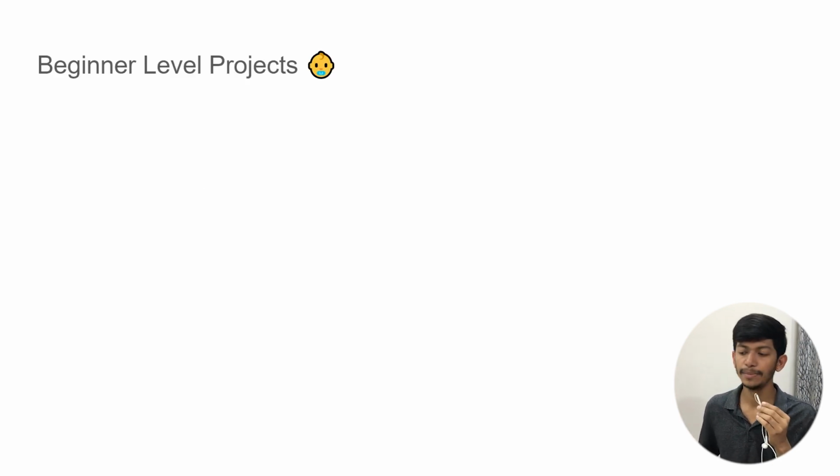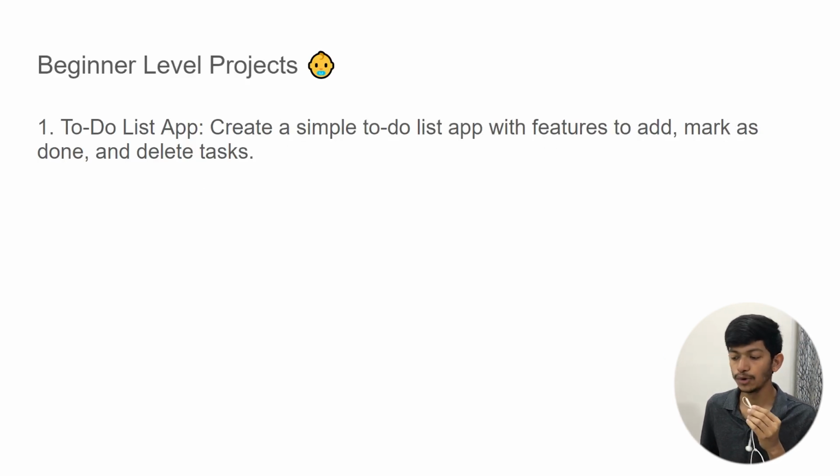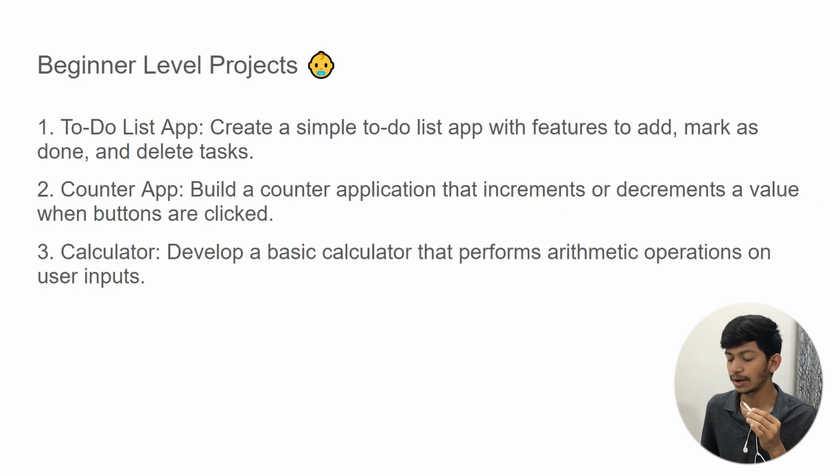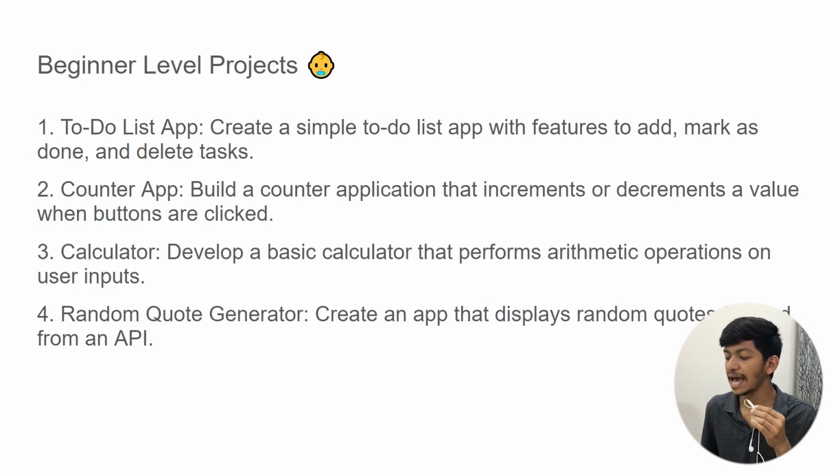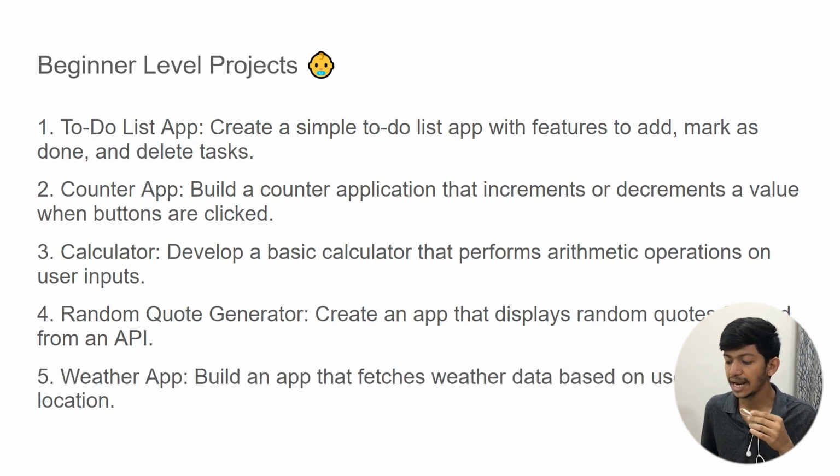So let's discuss some beginner level projects. To-do list app, you already know this. Counter app, calculator, random quote generator. Create an app that displays random quotes fetched from an API. Weather app, build an app that fetches weather data based on user input location.